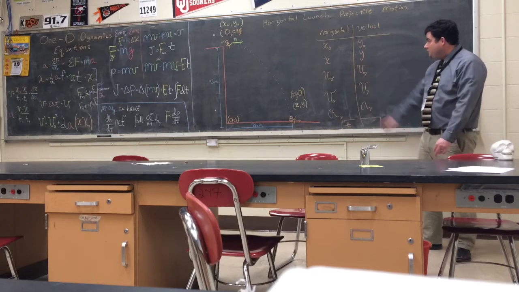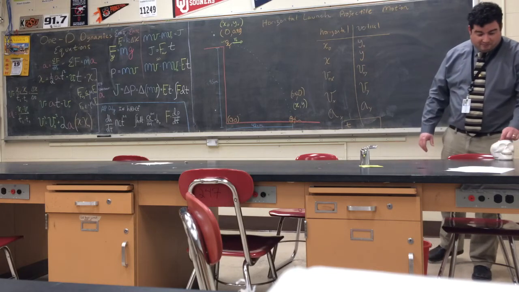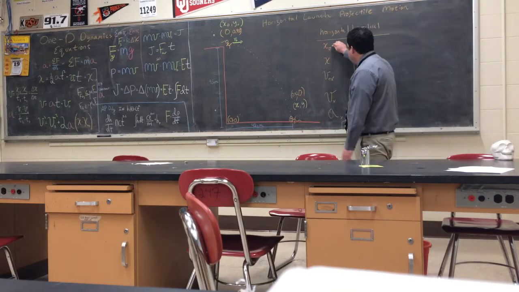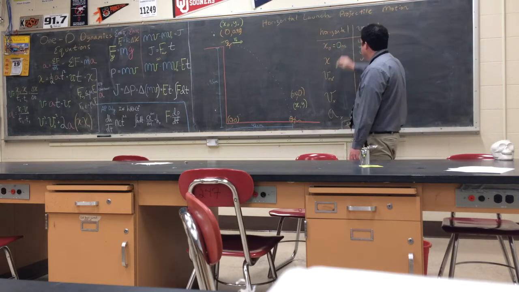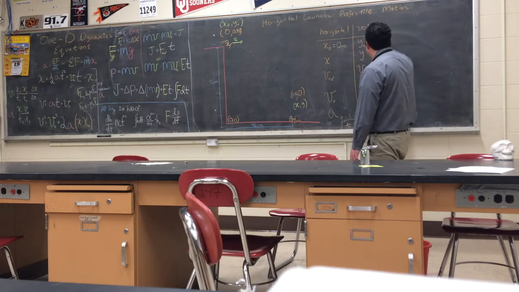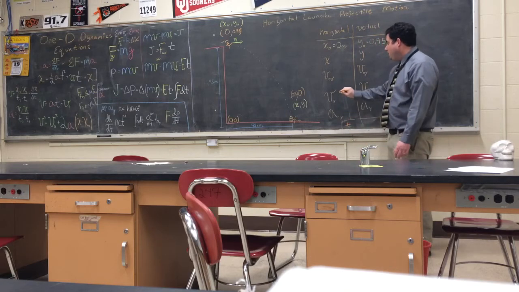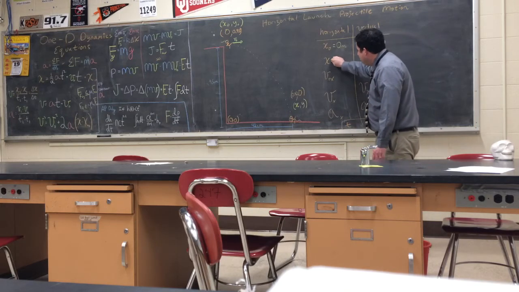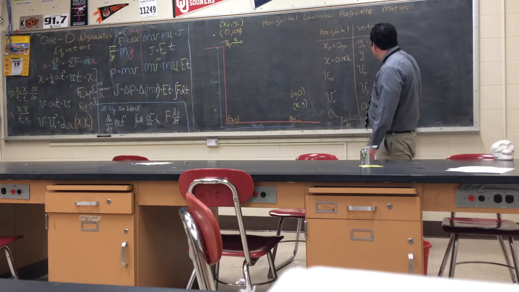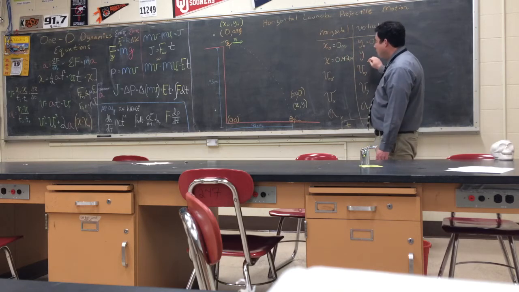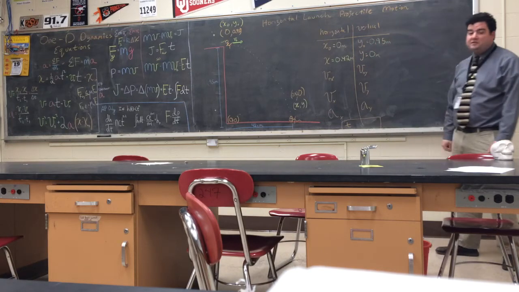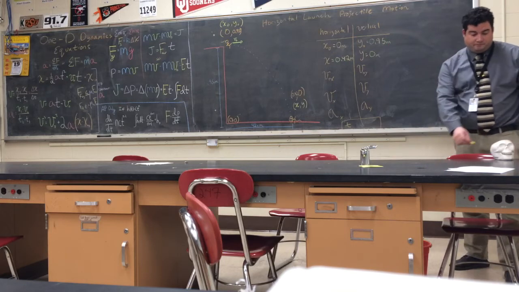So let's go through and fill in stuff we know. We can use our table. X0 allegedly was 0. Y0 was 0.95. X is 0.42. And y is 0. So that's all our distance information.